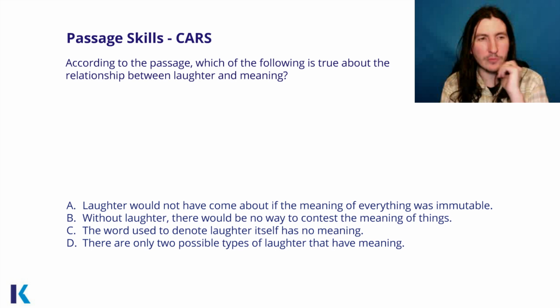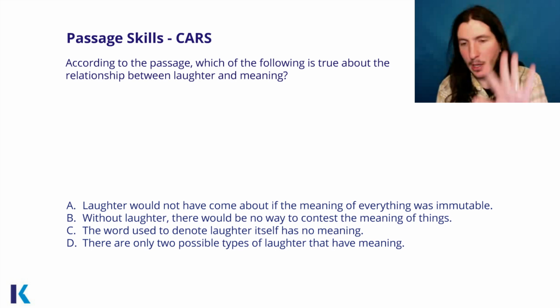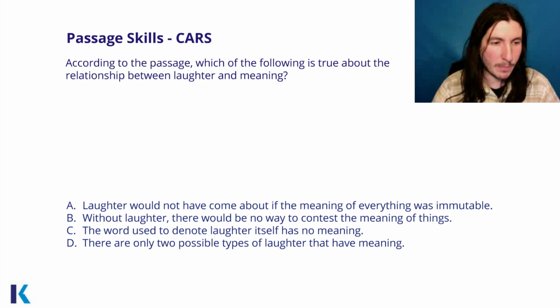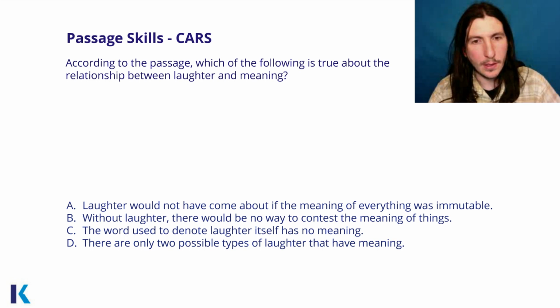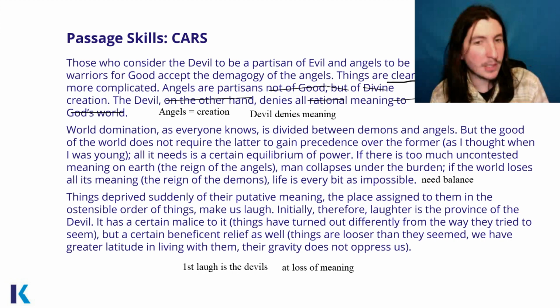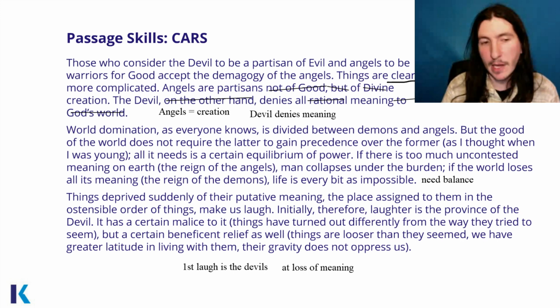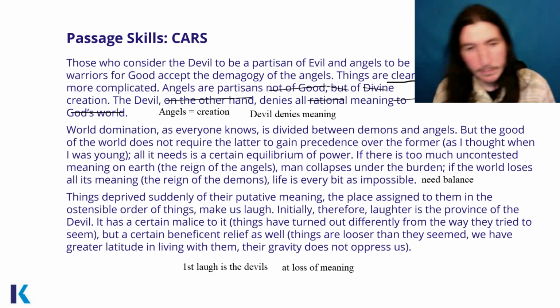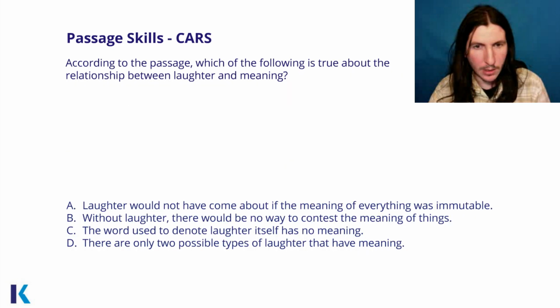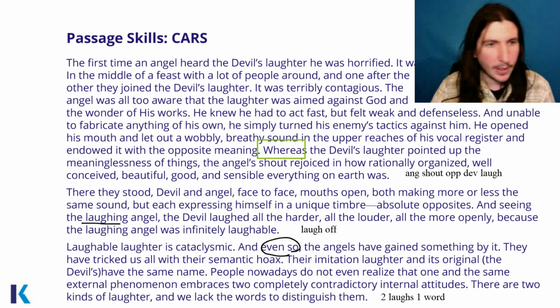True about the relationship between laughter and meaning. Okay, I'll point out there were two places that meaning was discussed, and I'll jump back to them for you. The two places meaning was discussed was paragraph 3. Things deprived suddenly of their putative meaning, the place assigned to them in the ostensible order of things make us laugh. Initially, therefore, laughter is the province of the devil. Meaning reference number 1. Second place that, once again, my outline tells me to go to is paragraph 6.